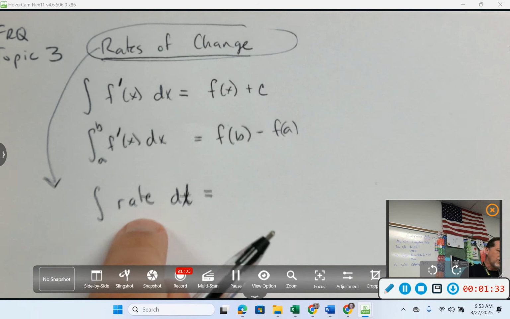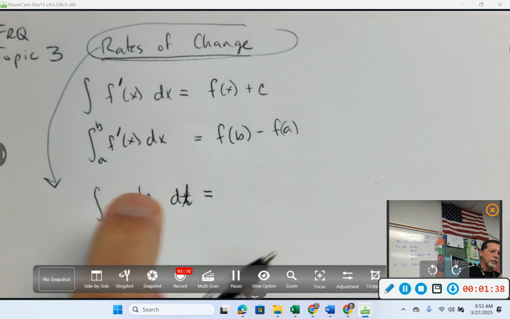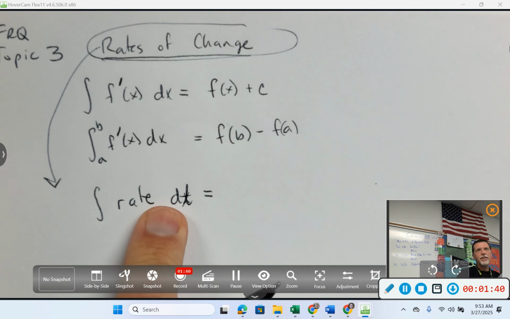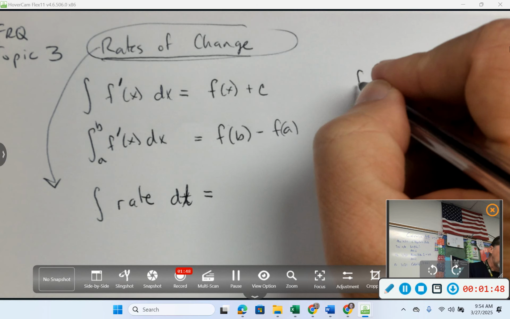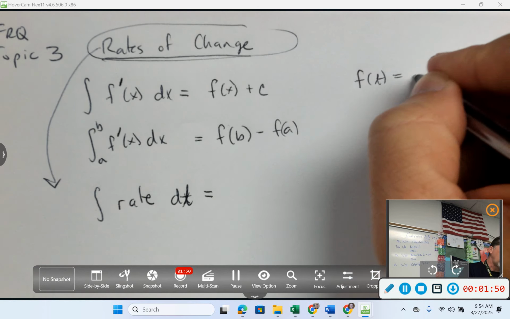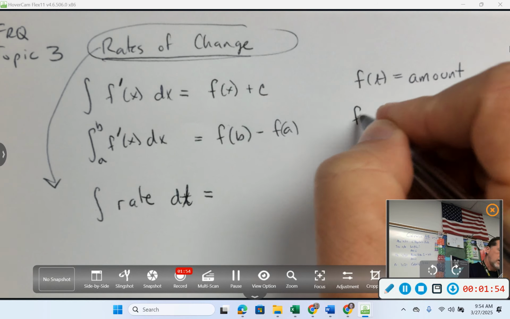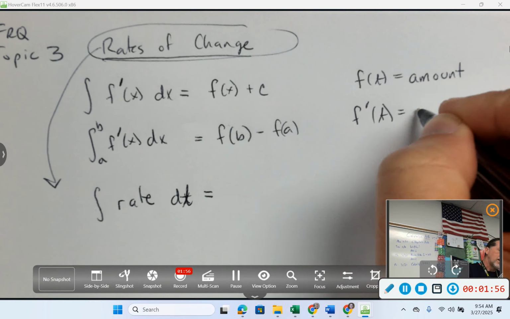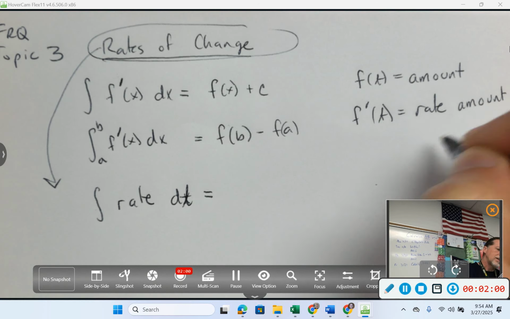Okay, if we integrate the rate, it is the derivative of the amount. Maybe we should have started over here. If f of t is the amount, then f prime of t is the rate the amount is changing.